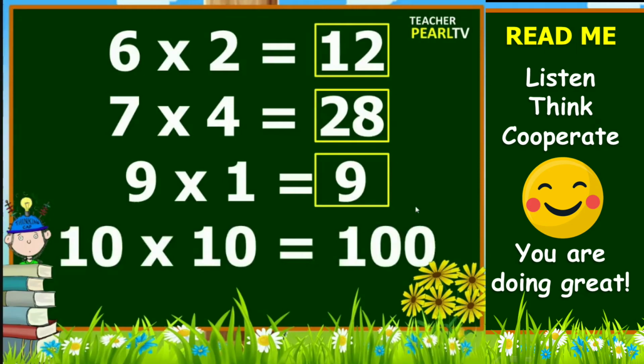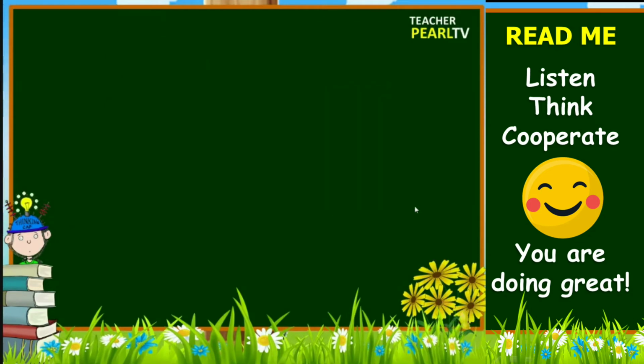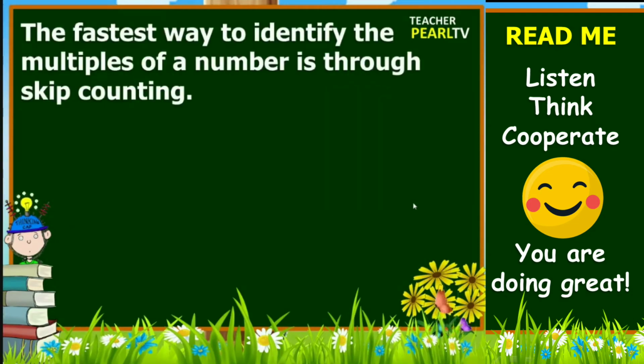Another example. 10 times 10 equals 100, which is considered a multiple in this sentence. Very good. 100. 100 is a multiple of 10. Here is a fact for you. The fastest way to identify the multiples of a number is through skip counting.